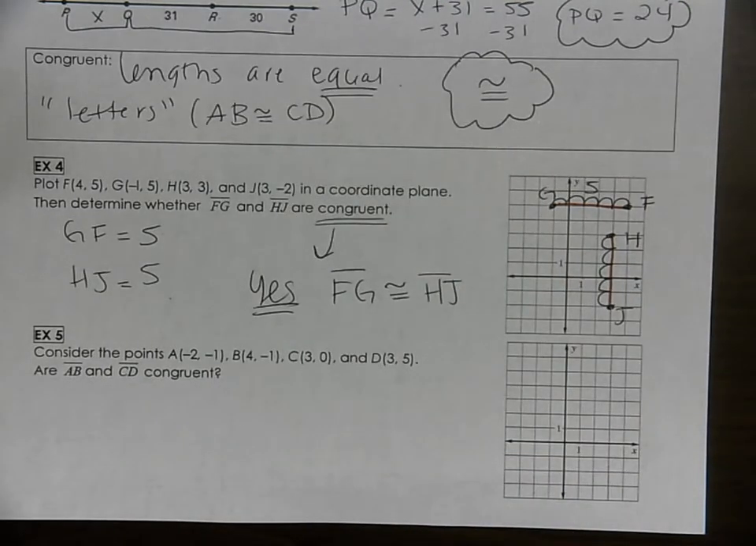Those two segments are equal to each other. We would do the same thing for example 5. You would plot the points, count the boxes, see if they're equal to each other or not, and then answer yes or no for that part.